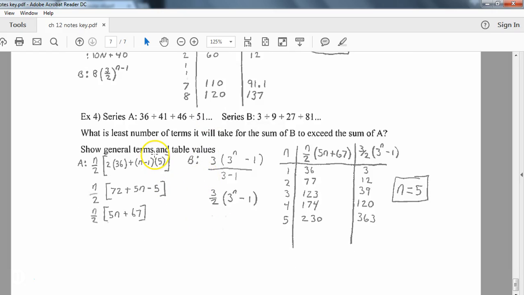Let me go down to one more case. This is identical, but it's with series instead of sequences. So these are now sums of a sequence. And so we're using the S of n formulas for these instead of the U of n formulas.